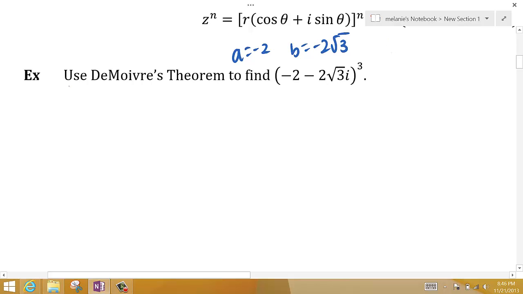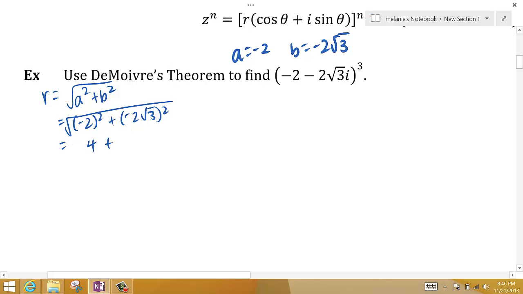So let's find r. r is the square root of a squared plus b squared. So that is what? Negative 2 squared plus negative 2 root 3 squared, all of that under a root. So that's what? 4 plus, okay, this is 4 times 3, so 12. So we end up with the square root of 16, which is 4. So r is 4.